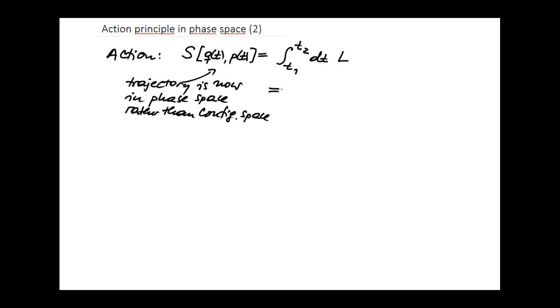Now we do the following. Up to this point, we always expressed the Hamilton function with the help of the Lagrange function. Now we do it the other way around. We write the Lagrange function in terms of the Hamilton function.